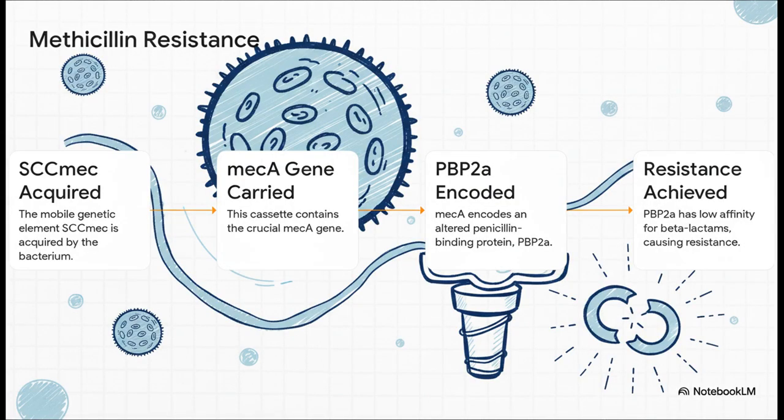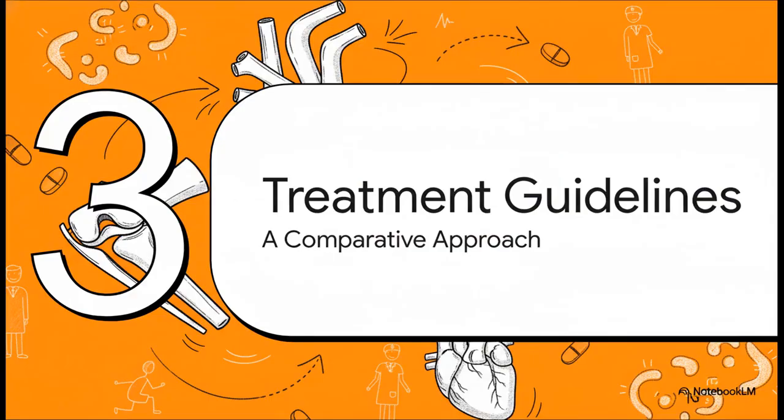As if being a biofilm expert wasn't enough, it's also great at acquiring resistance. And it uses the classic playbook. It acquires the SCCmec cassette, which carries the mecA gene. That gene produces an altered penicillin-binding protein, PBP2a. And this new PBP2a simply doesn't bind to beta-lactam antibiotics, rendering a whole class of our go-to drugs totally useless against it.